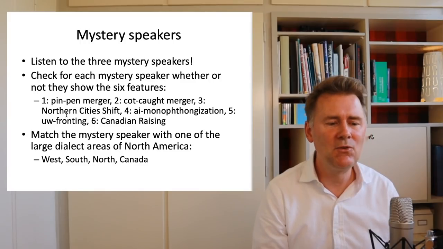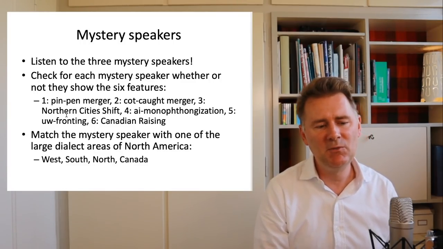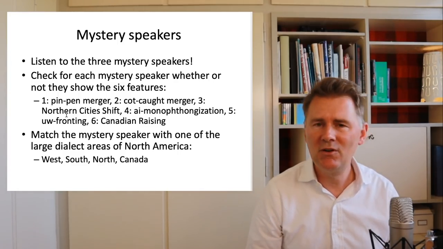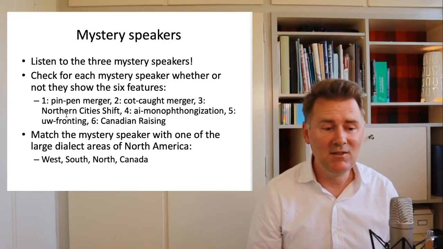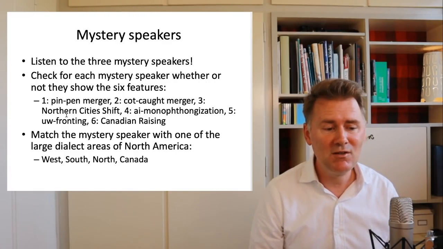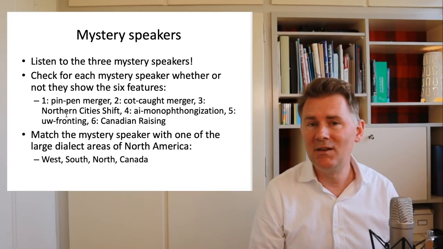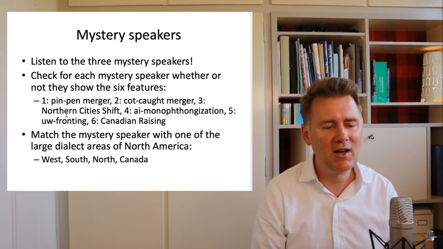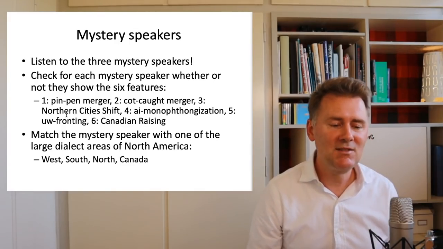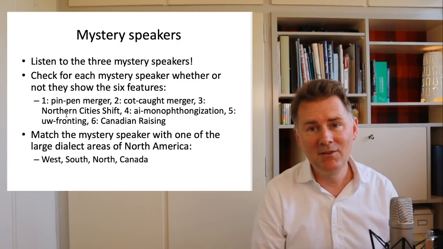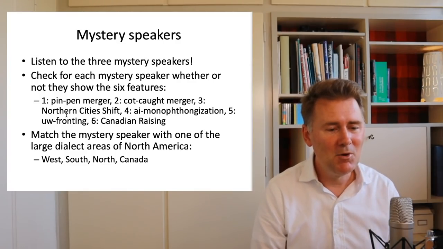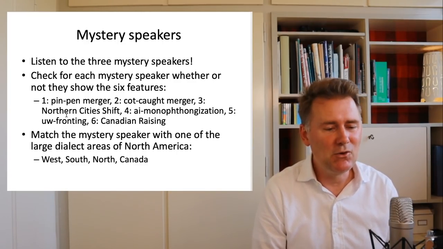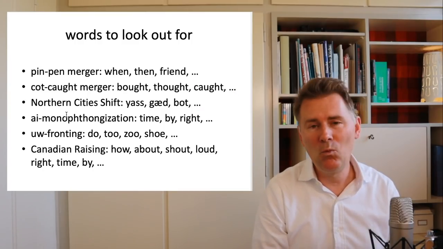So listen to all three of them and check for each mystery speaker whether or not they show features like the pin-pen merger, the cot-caught merger, the Northern Cities Shift, eye monophthongization, ooh fronting, or Canadian raising, and then match the speaker with one of the large dialect areas of North America: the West, South, North, or Canada. And you notice we have four areas, but only three speakers, so one area won't have a speaker to go with it. Right, words to look out for.